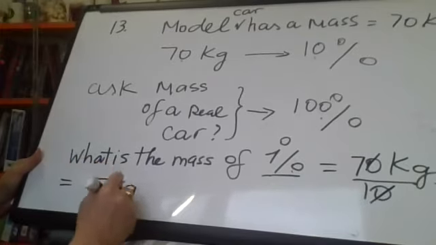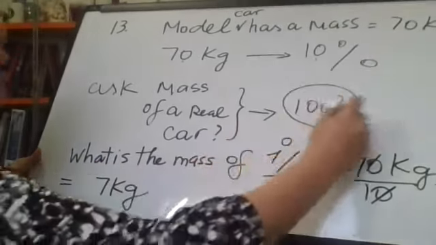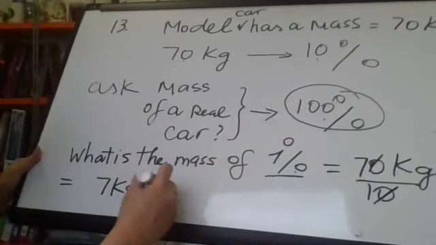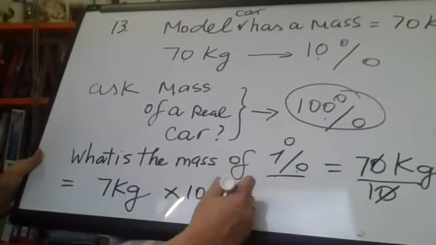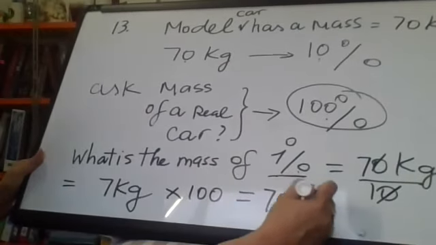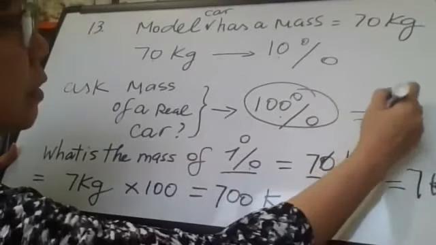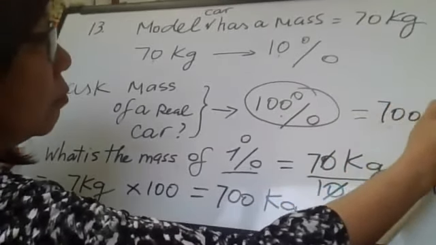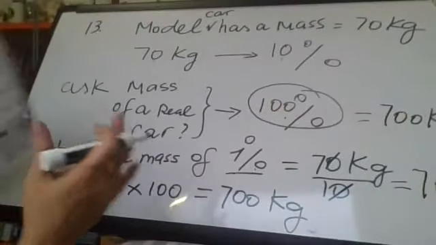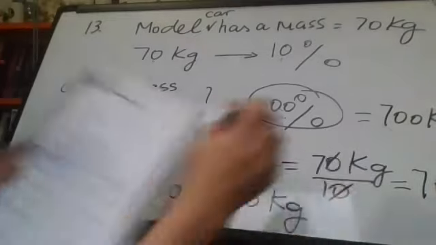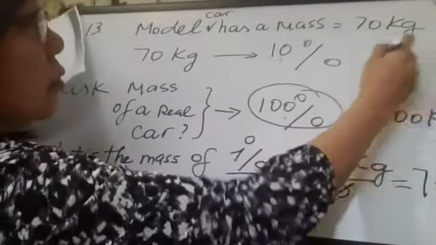And you want to find 100%, which is more than that. So you multiply 7 kilograms times 100. You get 700 kilograms, which is the mass of the real car. So the mass of 100% is 700 kilograms, and that is answer A. So choice A is the letter you should circle on this paper.